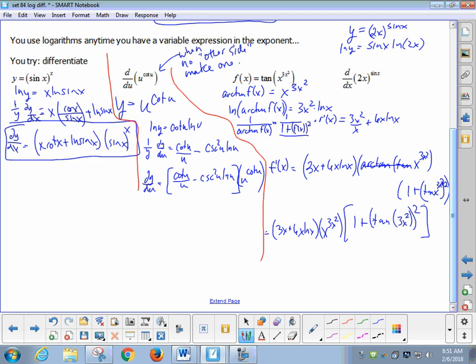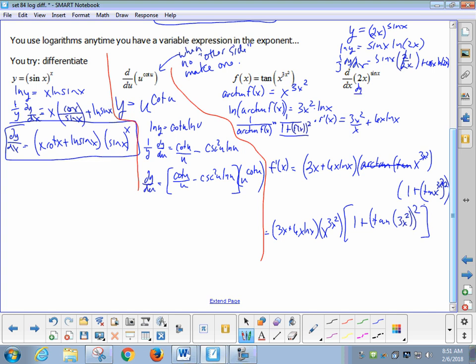Yeah, that feels okay. All right, so 1 over y dy dx equals sine of x times... What's the derivative of log of 2x? 2 over 2x, so actually amounts to 1 over x, right? Plus cosine x log of 2x.